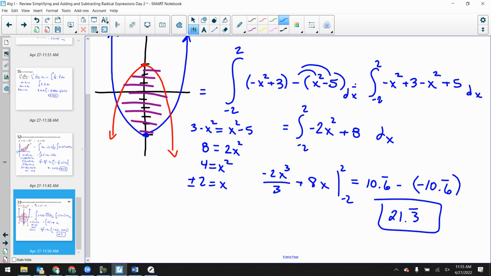Does anybody know another integral I could have used to solve for this? Remember, didn't we say that if it's symmetrical about the axis, couldn't I have said 2 times from 0 to 2? If we know that it's even, if we know that it's symmetrical, we could have done 2 times 0 to 2, which would have gotten us 2 times 10.6. It's really not much different, but is what it is. All right, I'm going to stop the video real quick.